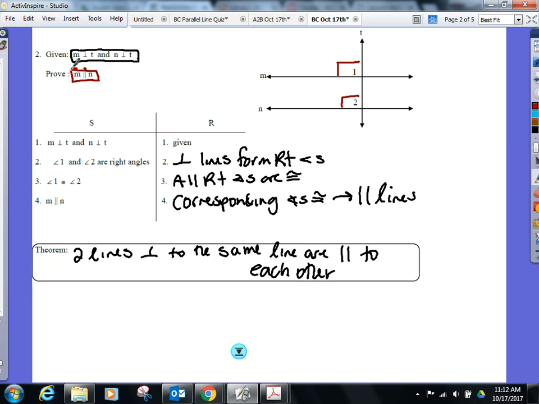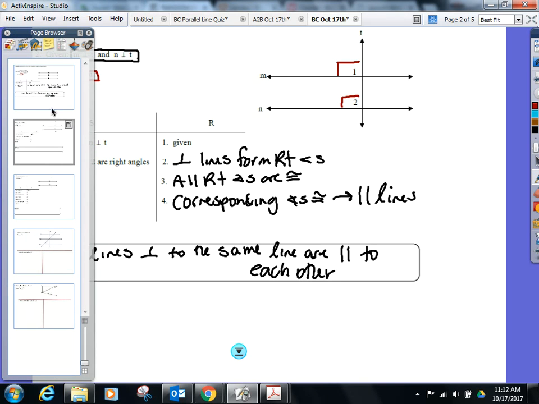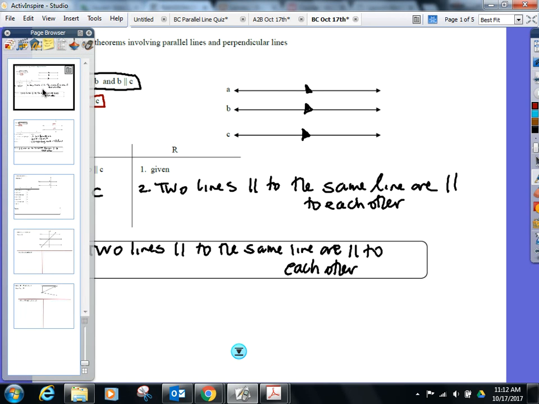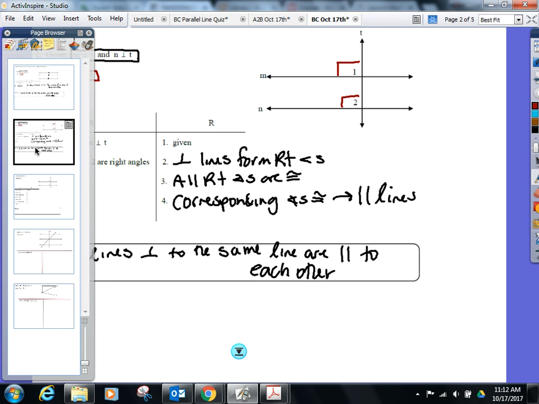Okay, just a review before I get into this last one. When can I use this first theorem? If I have 2 lines parallel to the same line, and this last theorem we just went over is 2 lines perpendicular to the same line. So it matters if it's parallel or perpendicular to the same line.